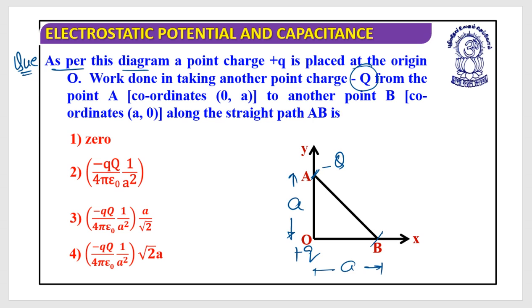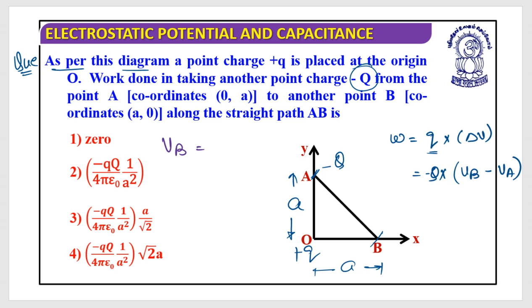I need to find out the work done, and while finding it, I know that work done is equal to Q multiplied by delta V. This Q would be the charge which is to be shifted, that is minus Q, multiplied by delta V, which is VB minus VA. I hope this is clear. So let's first find out the potential at B, and then the potential at A.